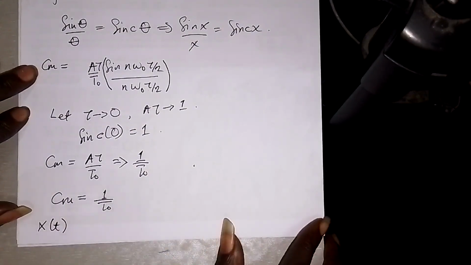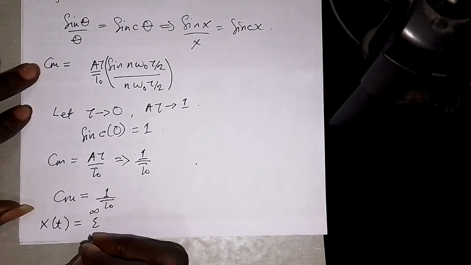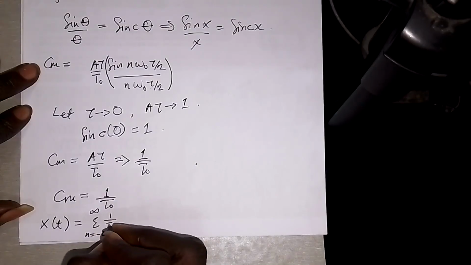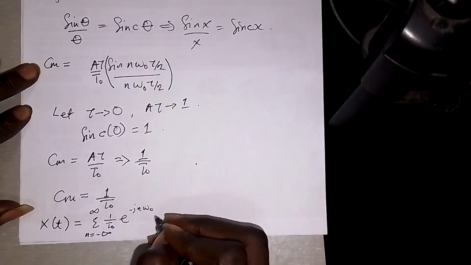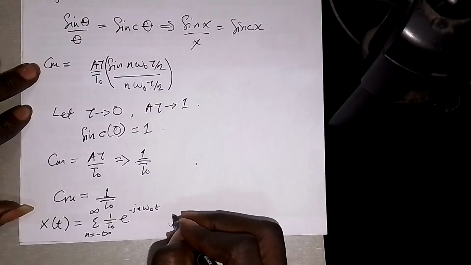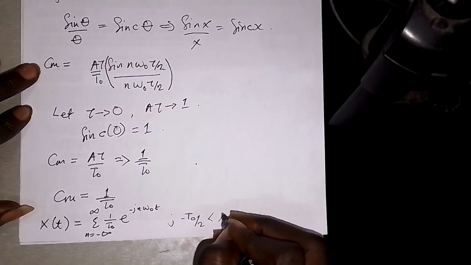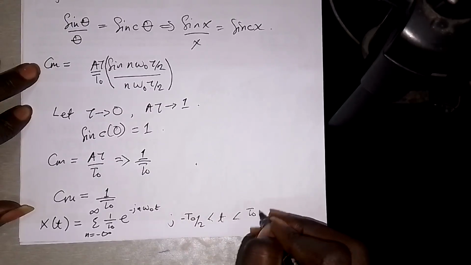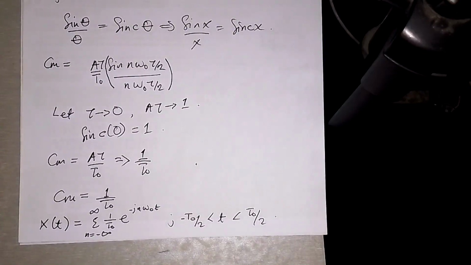Now my x of t is equal to the summation from n equals negative infinity to infinity of 1 over T naught times e to the minus j n omega naught t. I got this answer by considering the interval minus T naught on 2 less than t less than positive T naught on 2. So that is how I got this answer, and basically that is how you can solve this question.